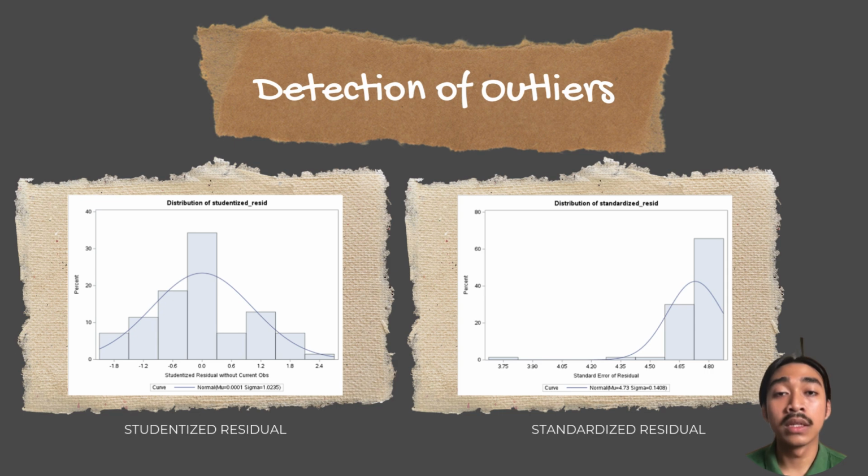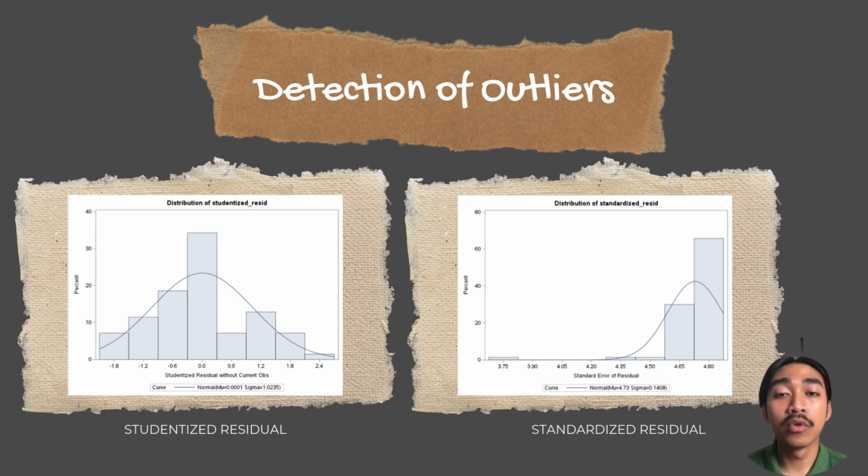For student ties, the shape of the histogram appears fairly symmetrical, suggesting that the residuals might be approximately normally distributed. However, some deviation from normality may be present, as the histogram is not perfectly bell-shaped.